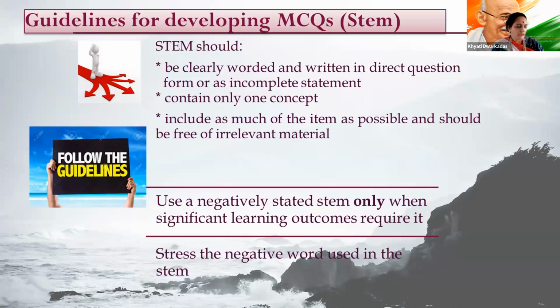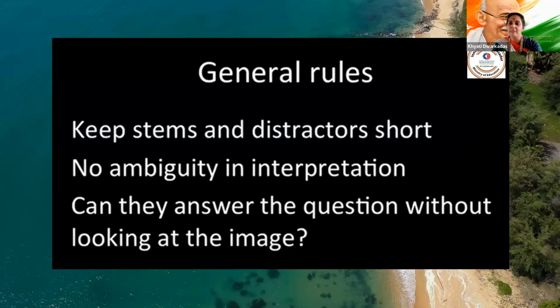Okay. So if you are asking which of these is not the correct response, you will write NOT in bold and in caps lock, because the student should know that you have used the negative word. General rules: keep the stem and the distractor short. There should be no ambiguity. And when we give picture questions, if the students can answer the question without the image, then don't give the image. Give an image only when required.